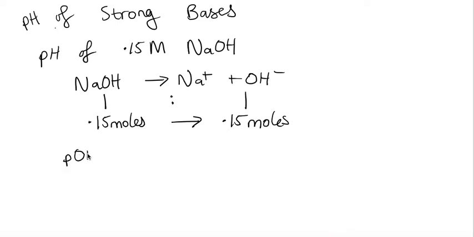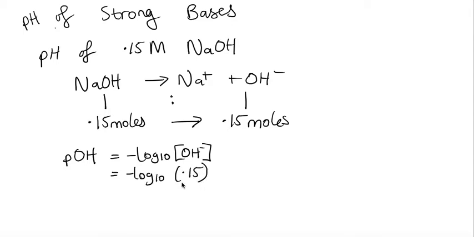with our pOH. And our pOH is our minus log to the base 10 of the OH minus ion concentration, which in this case is minus log to the base 10 of 0.15 moles. And when we plug that into the calculator, we are going to get 0.82. That's our pOH.